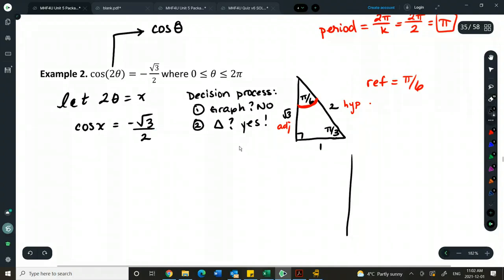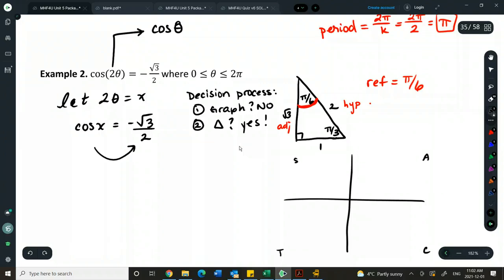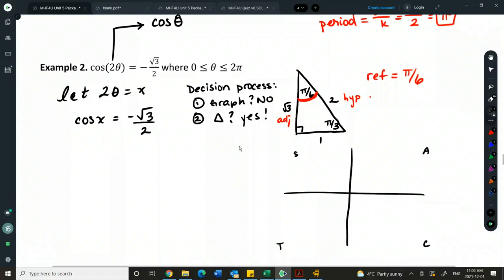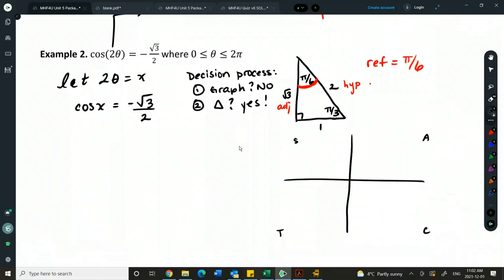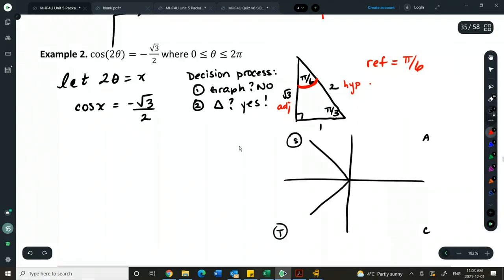And I need to consider the quadrants where cosine is going to give us out a negative ratio because cosine is equal to negative root 3 over 2. So in which quadrants would I expect my answers to fall? 2 and 3, sine and tan. Okay, put them in. Reference angle is always between your angle and the closest horizontal. So our reference angle will be here and inside here, pi over 6 and pi over 6. Let's call this x1 and x2.